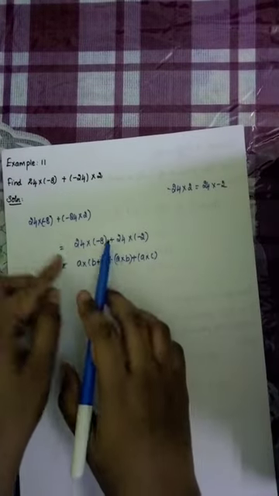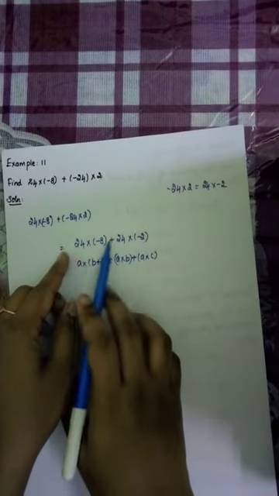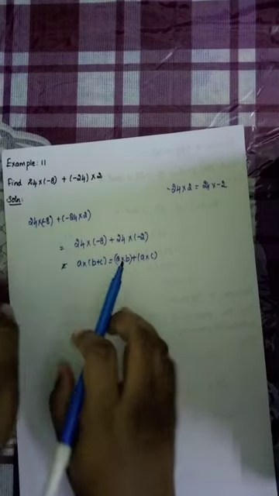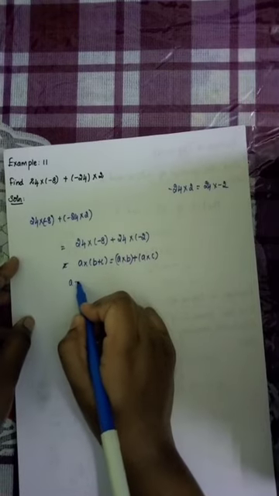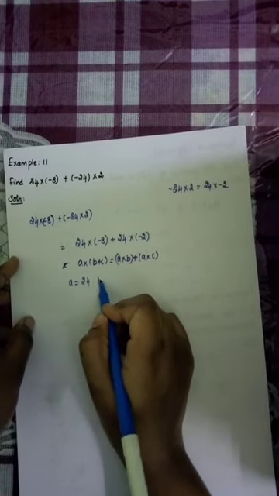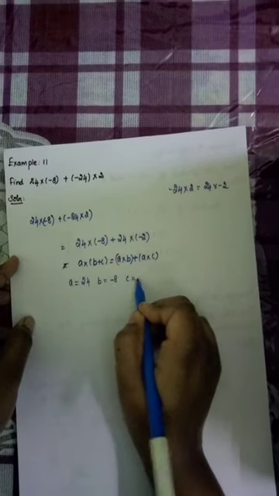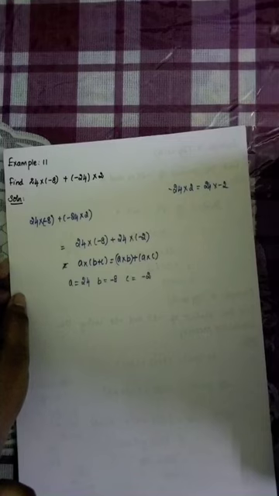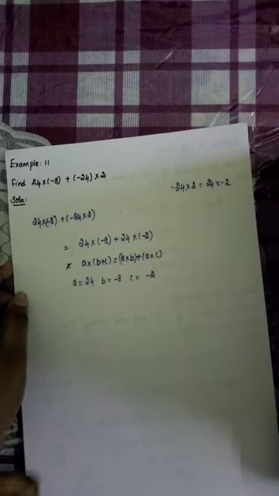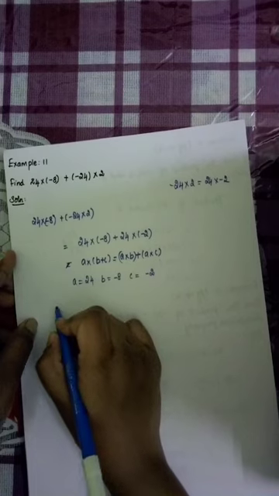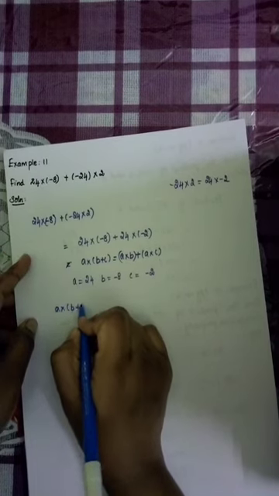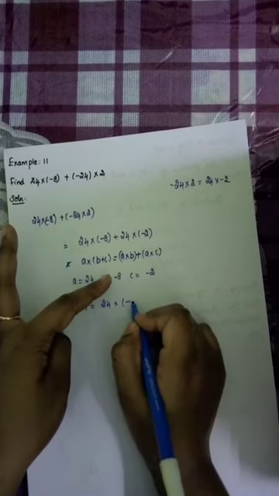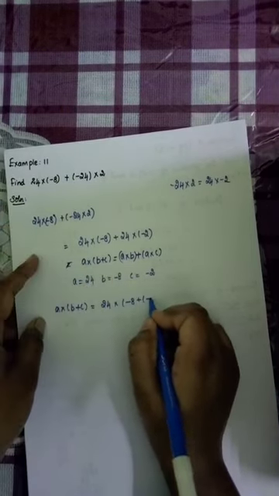Here the question is in the form of A into B plus A into C. So I am using the distributive property. Value for A is 24, value for B is minus 8, value for C is minus 2. So A into B plus C is equal to 24 into minus 8 plus minus 2.